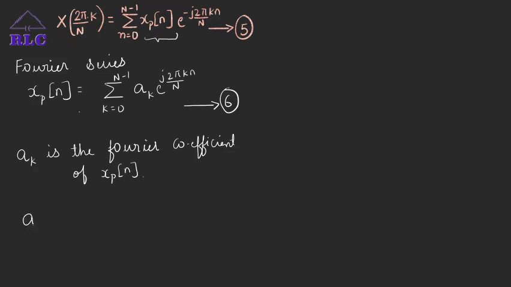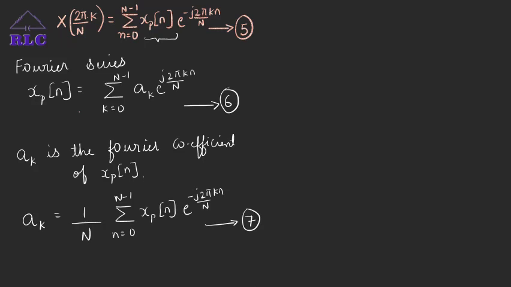and it is given by ak is equal to 1 over N summation n is equal to 0 to N minus 1 xp of n into e power minus j 2 pi k into n by N. Let this be equation number 7, and the k range is here between 0 to N minus 1. K is also ranging from 0 to N minus 1.